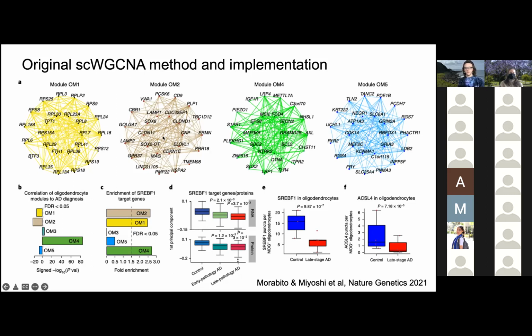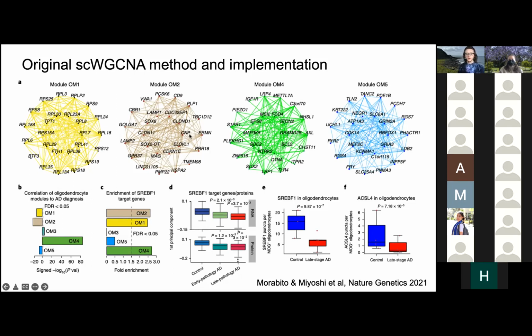Myelination is the main thing that oligodendrocytes are known for. So CNP and PLP1, MAG as the hub genes are not really surprising. It tells us, oh, this is a myelination gene module. And one thing that we did with this was correlate the module eigengene with AD diagnosis. And we found that this green module 4 is actually correlated with Alzheimer's disease, and the other ones are correlated, but going in the opposite direction.